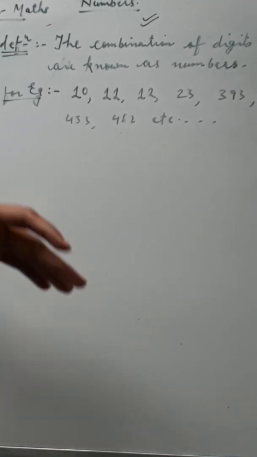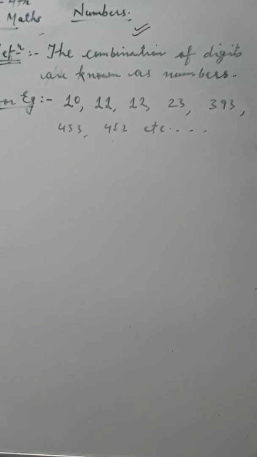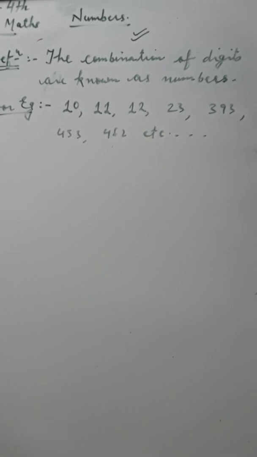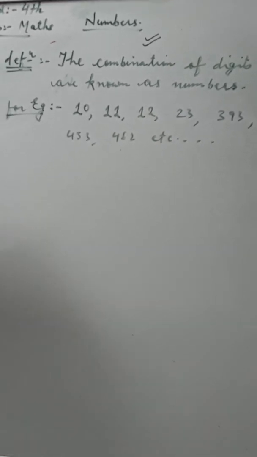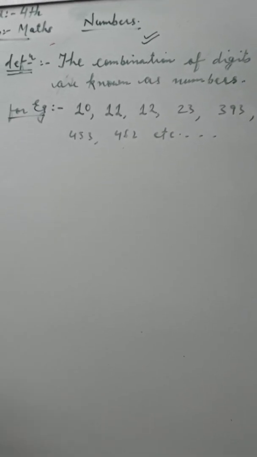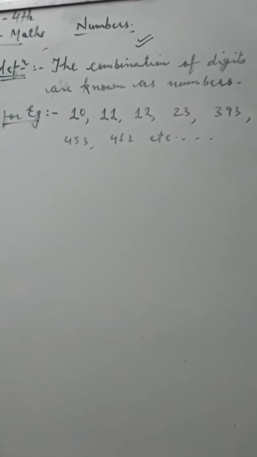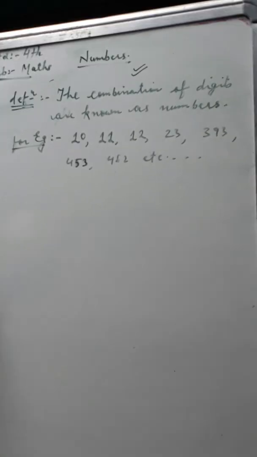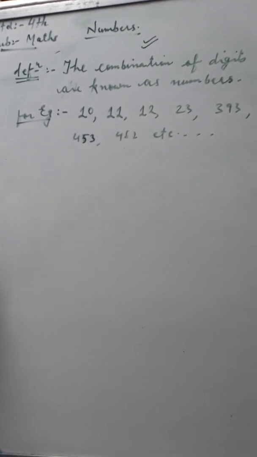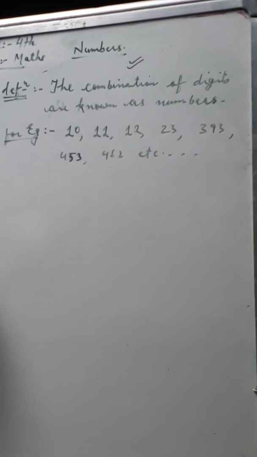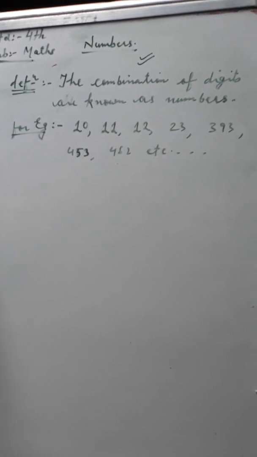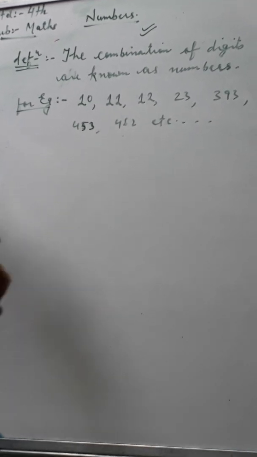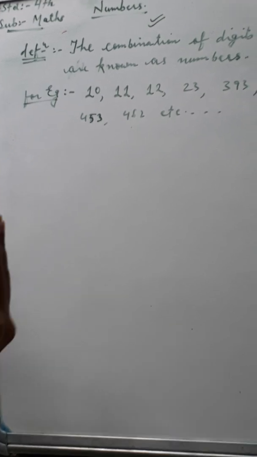It means that if we combine digits, then we get numbers. We can combine 2 digits, 3 digits, 4 digits, 5 digits and so on. So from the definition, the combination of digits is known as numbers. हम जब digits को मिलाते हैं तो हमें मिलता क्या है? Numbers. When we combine digits, we will get numbers.